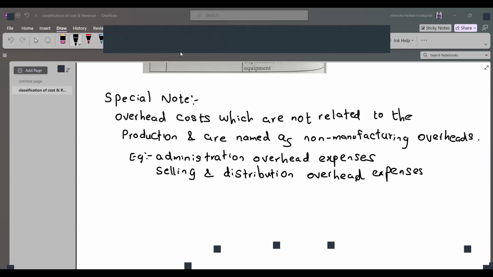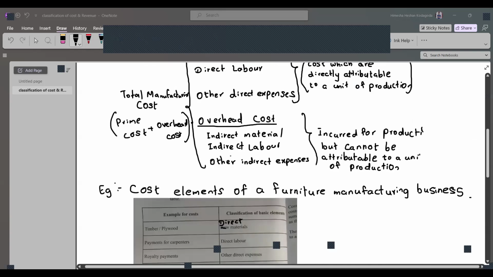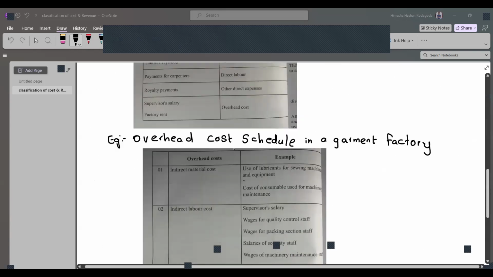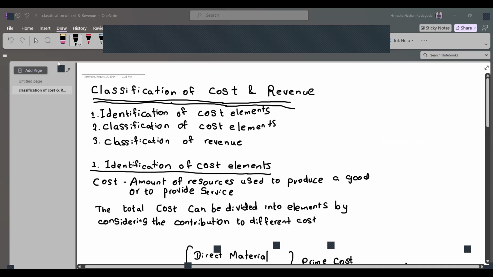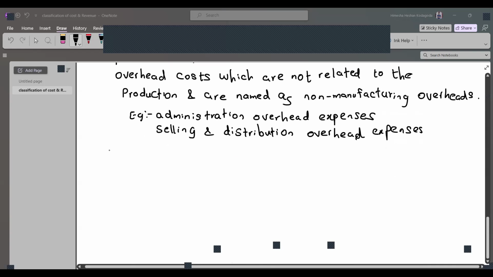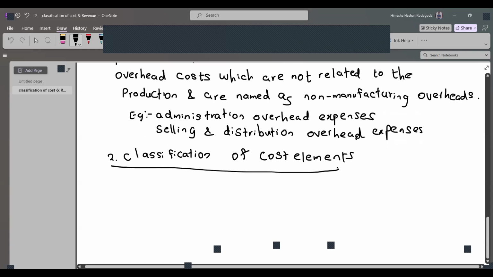Right. Okay. So, then write the next one. Classification of cost elements, right? Now we already identified. Now just write the second one. Classification of cost elements. Number 2.